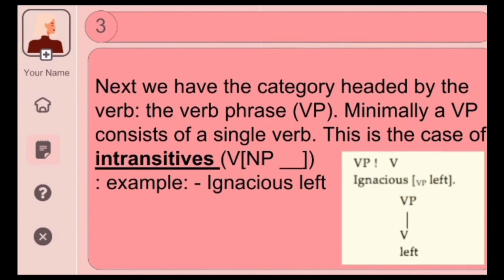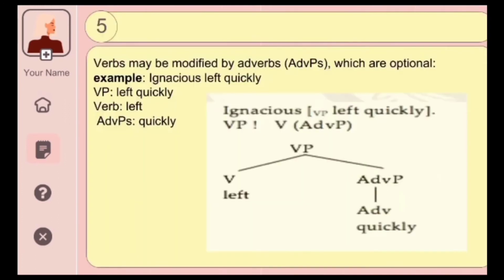Next, we have the category headed by the verb: the verb phrase. Minimally, a verb phrase consists of a single verb. This is the case of intransitives, verb plus no noun phrase. Our example here is "Ignacio left." Our verb here is the word "left." And of course, always remember that verbs may be modified by adverbs, which are of course optional. For example, "Ignacio left quickly." Our verb phrase there is "left quickly." Our verb is "left." Our adverb is "quickly."